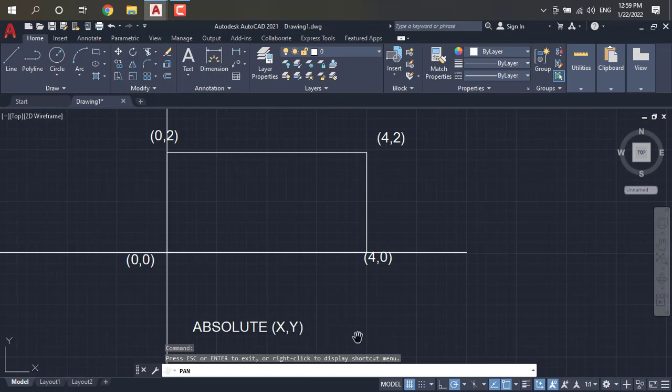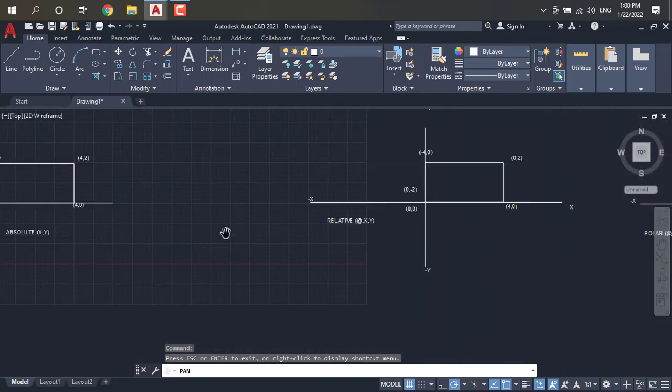This is the common absolute coordinate system. It represents x comma y as points on the graph. This is 0, 1, 2, 3, 4, so this is 4 on the x-axis. Y is 1, 2. So x is 4, y is 2 here. Here on the x-axis it is 0. This point has x as 0, then y as 2. Again it comes back to the origin.